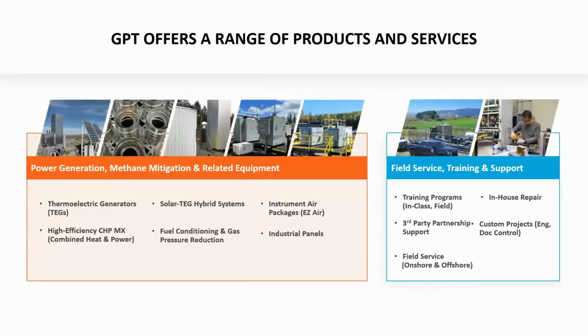So Global Power Technologies is based in Calgary, Alberta, and we have a factory in Bassano, Alberta as well. We manufacture TEGs, which is the heart of our business and what we're talking about today. But we also offer solar TEG hybrid systems, instrument air packages, higher power packages called the MX, which can also be offered as a combined heat and power solution. We do fuel conditioning and gas pressure reduction, usually as a package together with TEG systems or MX power solutions. And we also have certified industrial panels.